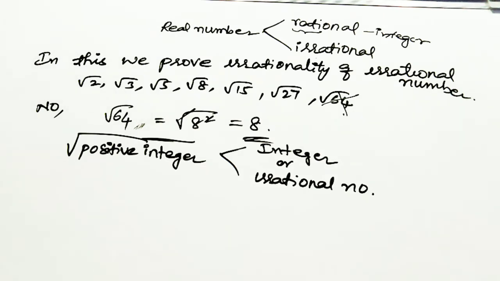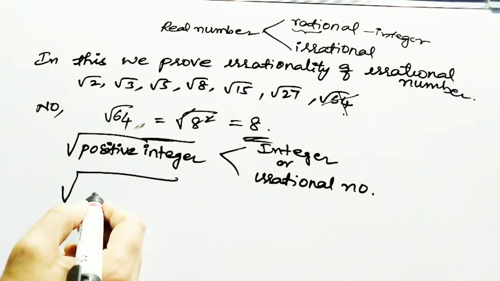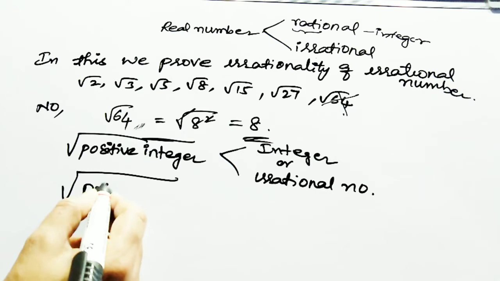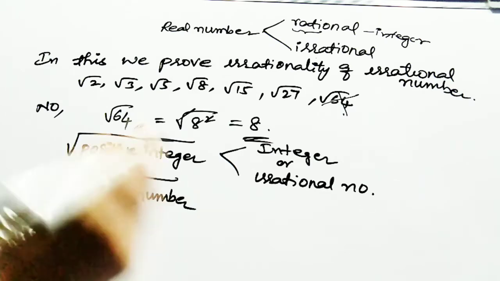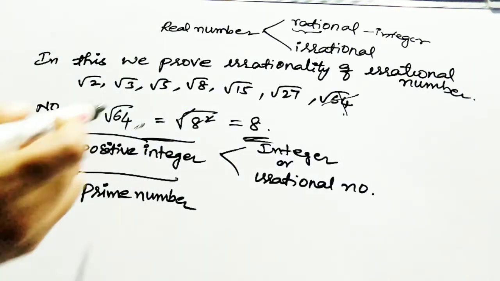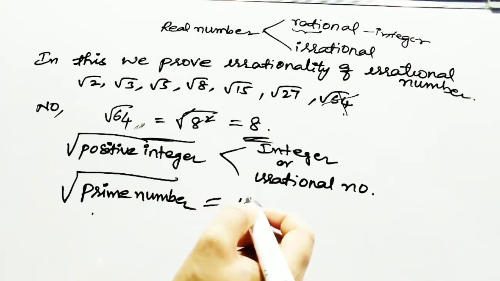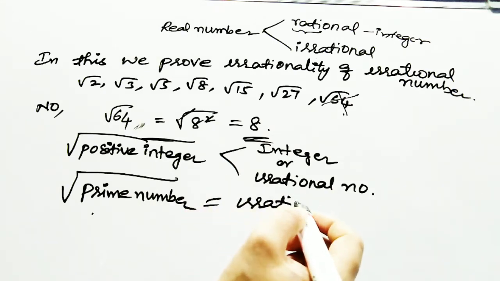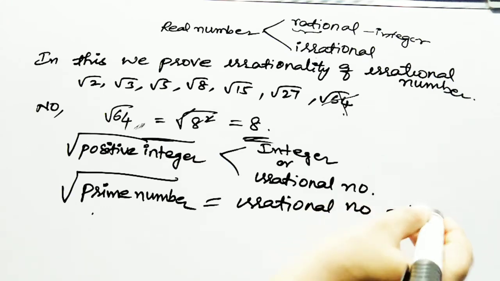Next, go for the square root of a prime number. 2 is a prime number, 3 is a prime number, 5 is a prime number. The square root of a prime number is compulsorily an irrational number. This is 100% true.